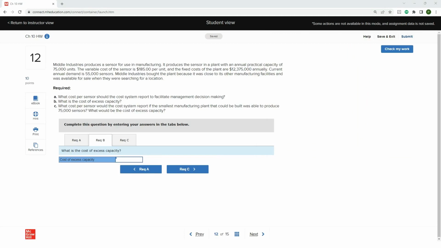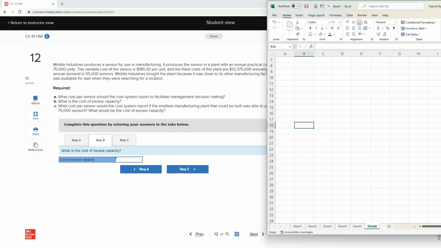For part B, it says, what is the cost of excess capacity? So that's going to be our $12,375,000 fixed cost minus the cost of the 55,000 sensors that we did produce. And so that's going to be $165, which is the allocated fixed capacity cost that we calculated in A, times the 55,000 sensors. And that gives us $3,300,000. That's going to be our cost of excess capacity.